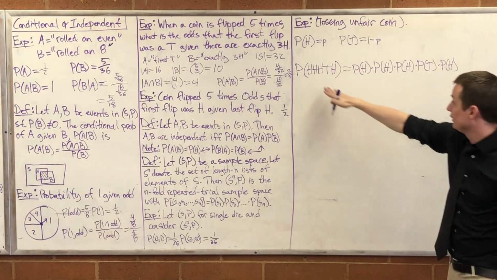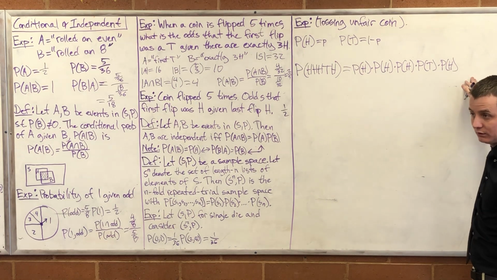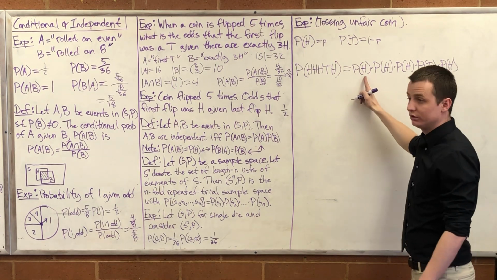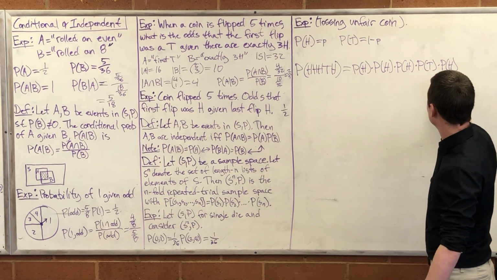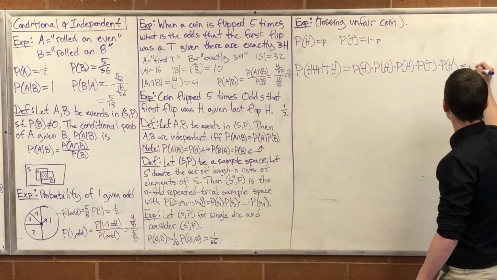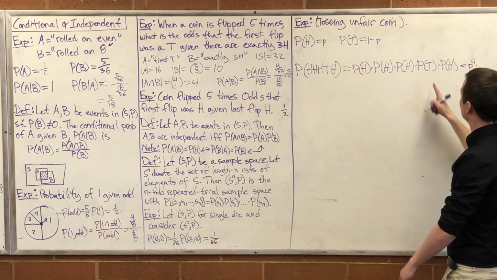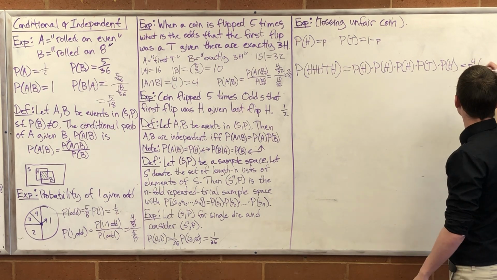So we can represent this probability this way, right? And what's P of H? Little p. So we have little p times little p times little p times little p. So we have 4 of those. Times, what's the probability of tails? 1 minus p.